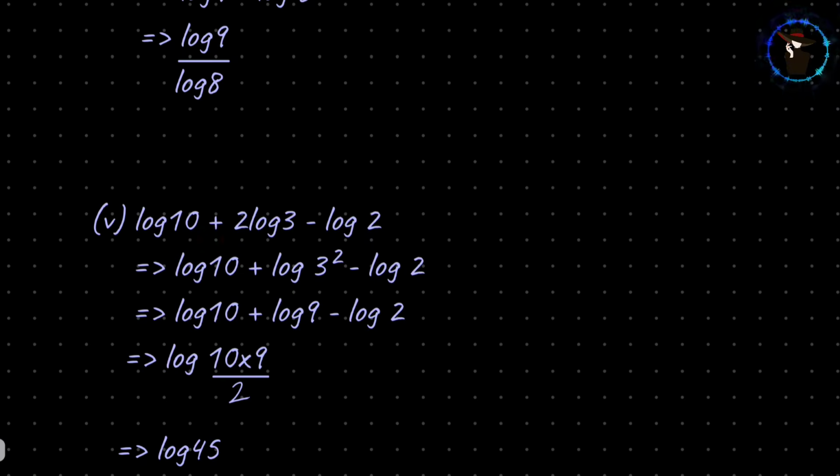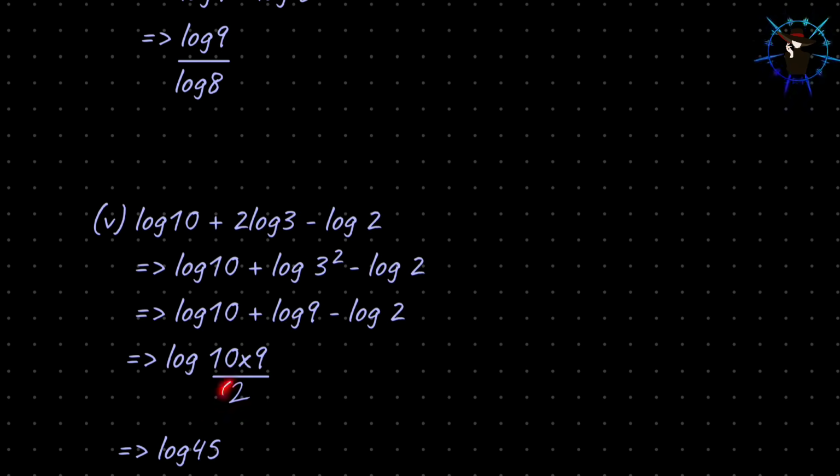Next, log 10 plus 2 log 3 minus log 2. Okay, log 10, we'll send this 2 again here. 3 power 2, there is nothing to send, goes as it is. Now, this is in addition and this is in subtraction. So, the addition things convert into multiplication. The subtraction thing converts into division. So, 3 square is 9. Log of 10 into 9. This addition turns into multiplication. Minus 2.